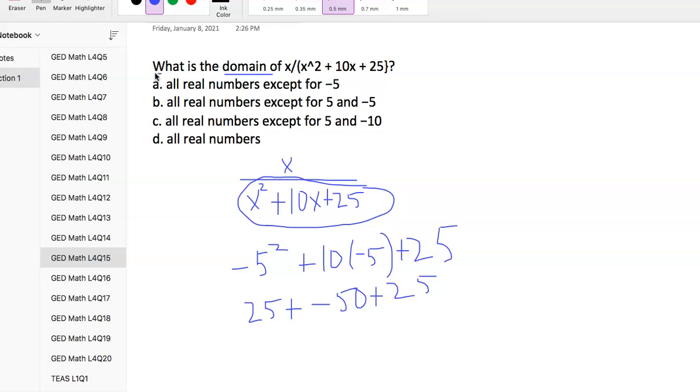Answer choice A. Anything that's positive, we know isn't going to be the right answer. For 5, 5 squared is 25, and 10 times 5 is 50, so you're going to end up with 25 plus 50 plus 25. That's 100, so that's not going to be it. So this is the one that works, but that's all you're doing. Long explanation, but you're plugging in the number that the choice says all numbers except for, seeing if that gets you where the denominator equals 0.